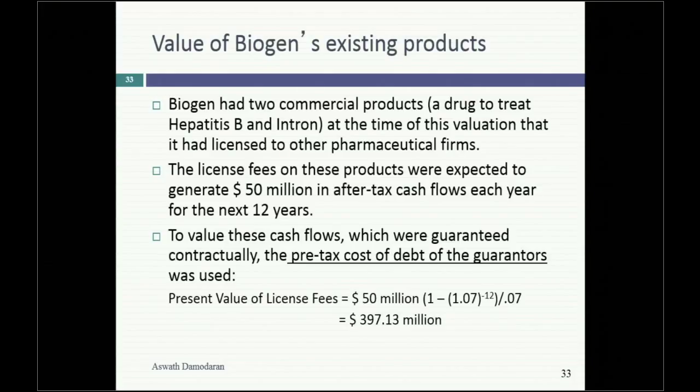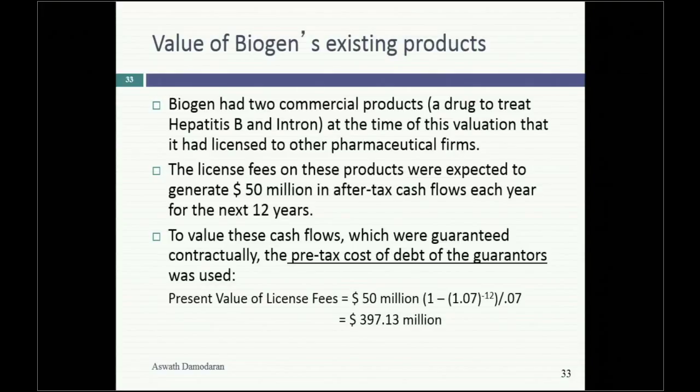You can have 2 ways you can set up a license. One is a percentage of revenues, in which case you're exposed to the risk in the business, or a fixed licensing fee. That's going to be significant because the way I value this $50 million in fixed licensing fees after taxes for the next 12 years is I'm going to discount the $50 million at the pre-tax cost of debt of the guaranteeing company. Sounds like, no, this is Biogen. Why are you looking at Pfizer's pre-tax cost of debt? What's my rationale for using the pre-tax cost of debt of the guaranteeing company?